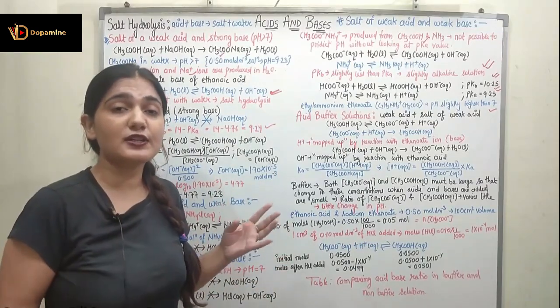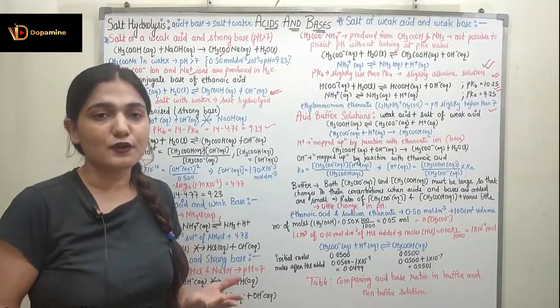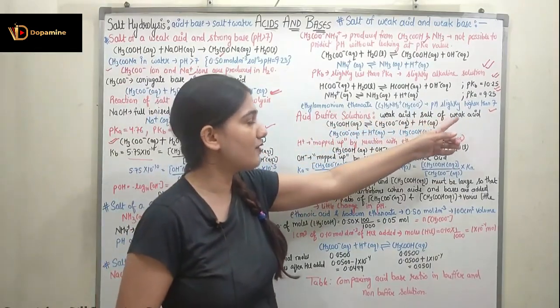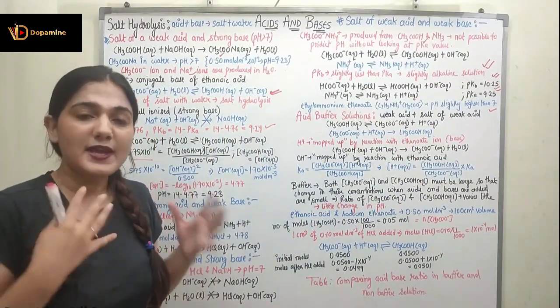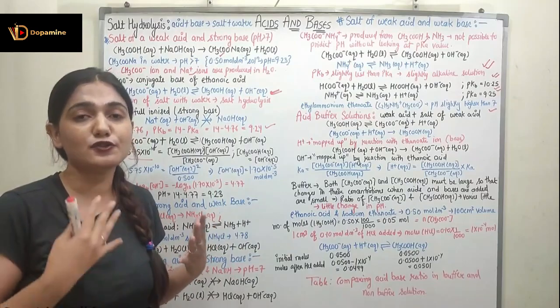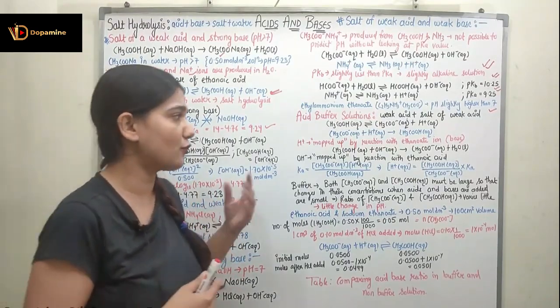A buffer solution is a solution in which, if I add acid or base, its pH is not going to change. So if I have a weak acid plus a salt of the weak acid, it will act like an acidic buffer solution. The pH would be acidic, and it is not going to change if I add some acid or some base in small quantity.